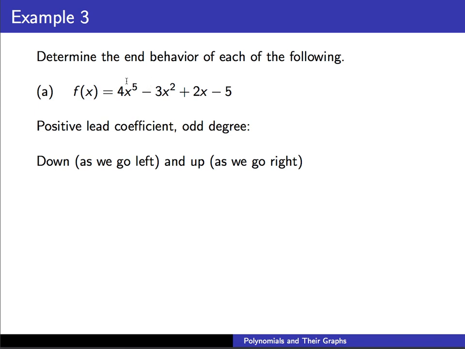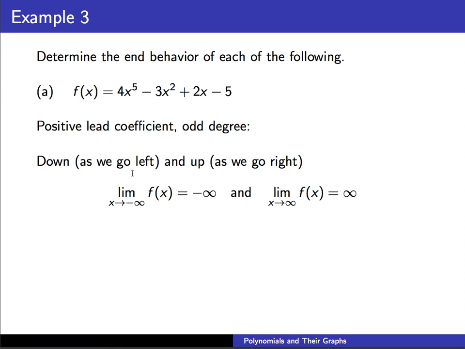In terms of graphing this, you could graph the entire thing, but you don't have to. You're going to get the same end behavior if you only graph 4x to the fifth. So if you graph this entire equation, you're going to get this exact same end behavior as you would if you only graphed 4x to the fifth. Everything else after that has no impact on end behavior whatsoever.